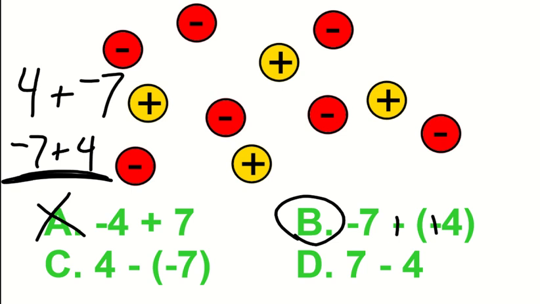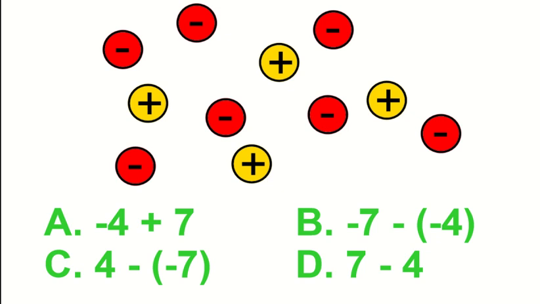If I keep going, C, we got 4 plus +7 when we do same, change, change. So C doesn't work. For D, if I do same, change, change, that becomes 7 plus -4. Those are the opposite of the signs we want. Any questions there?